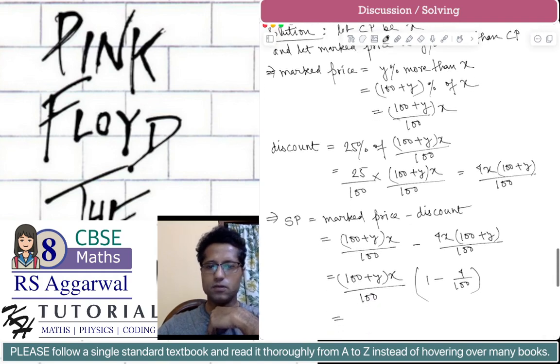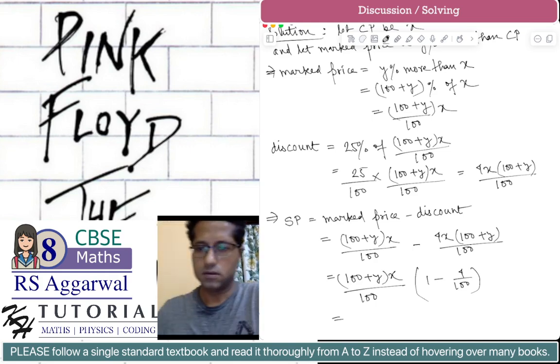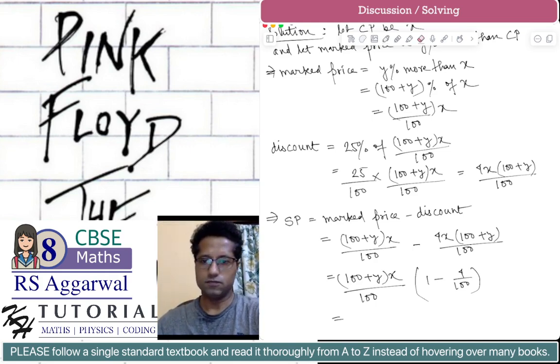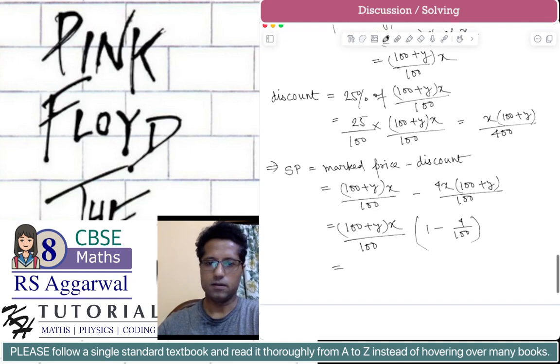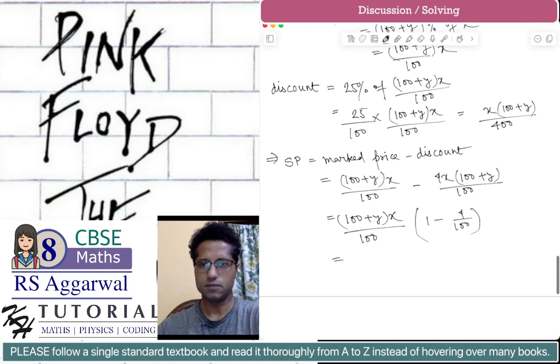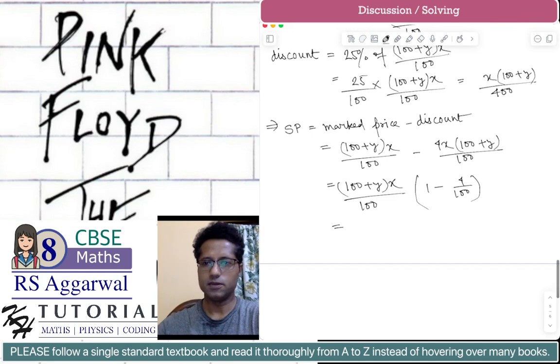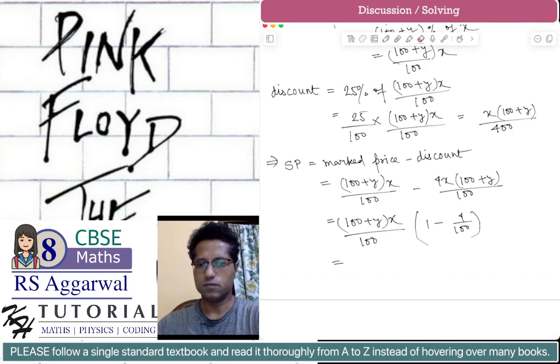25% means 1 by 4. So we have 1 by 4. I made a mistake, sorry. 1 by 4, this will be not 4x but x into 100 plus y divided by 400, and so the selling price is mark price minus discount. What is mark price? Mark price is 100 plus y into x by 100 minus the discount will be this.